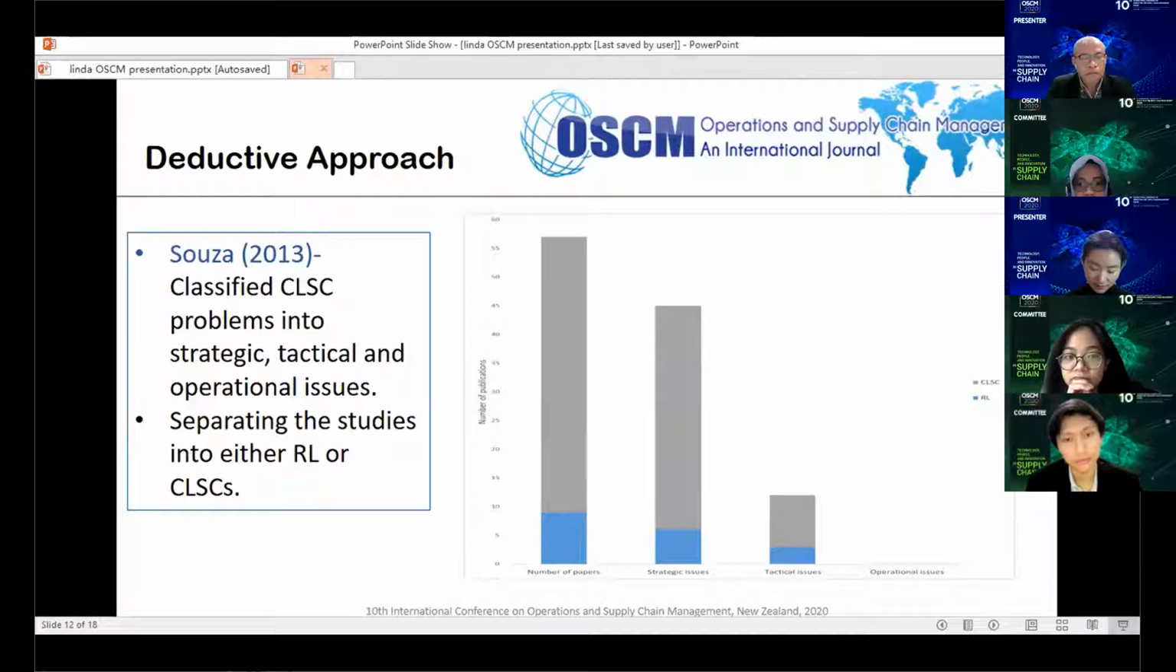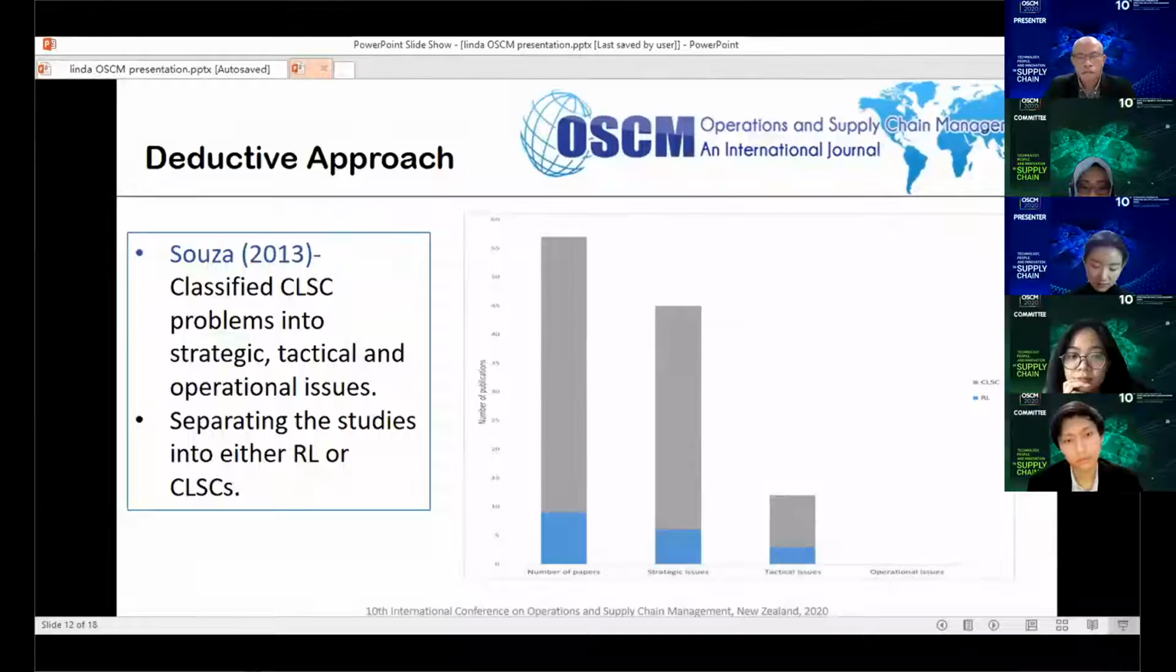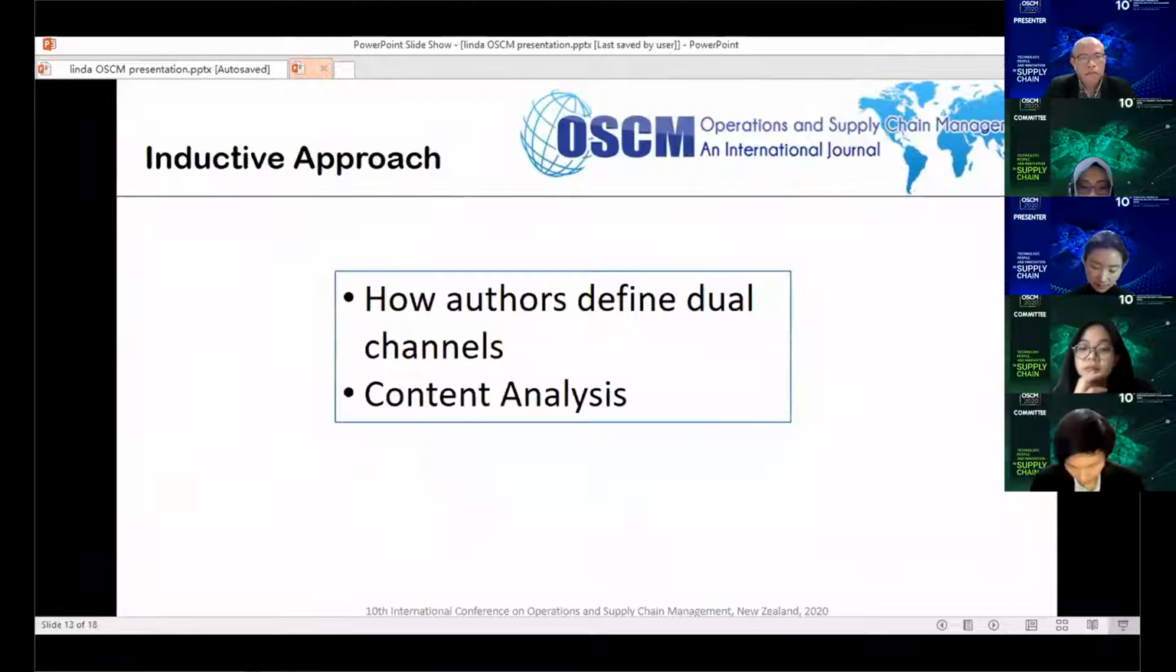And from the graph on the right hand of my screen, you can see that the majority of the papers that I had are focused on closed-loop supply chains rather than reverse logistics. And you can also see that there were no publications on operational issues of closed-loop supply chains, and the majority of the authors are focused on strategic issues of closed-loop supply chains.